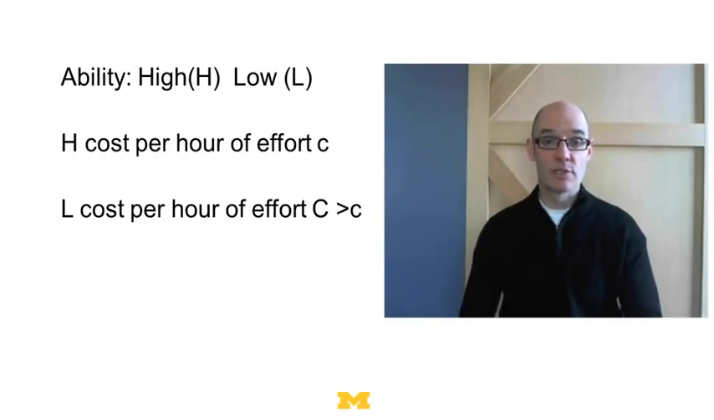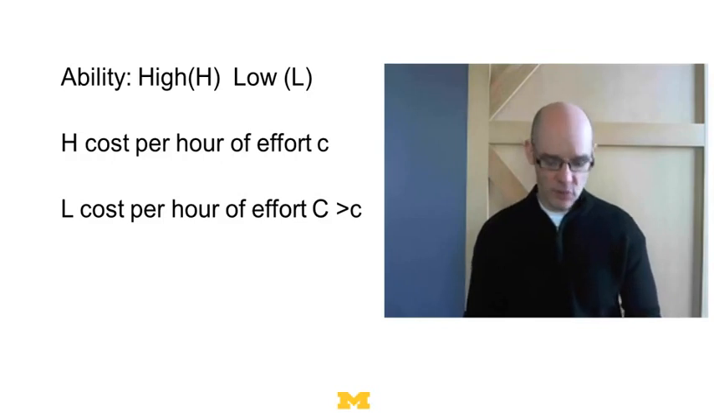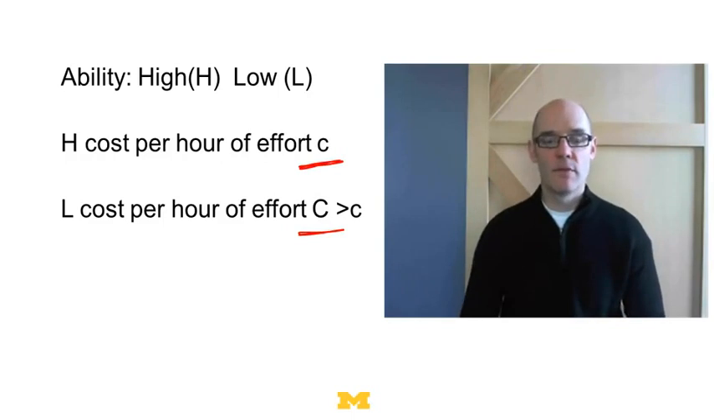There are high ability workers and low ability workers, and you don't know which is which. You can look at their resumes, but it's hard to tell. But suppose you know the following is true: for high ability workers, it's fairly low cost to put forward an hour of effort, but for low ability workers, it's a higher cost to put forth an hour of effort.